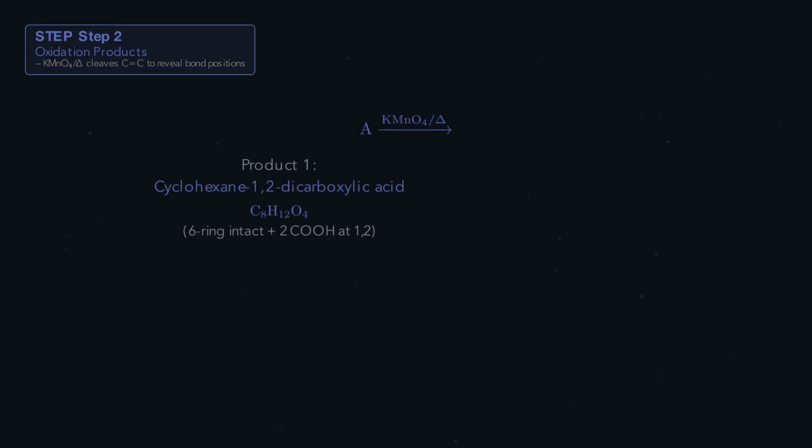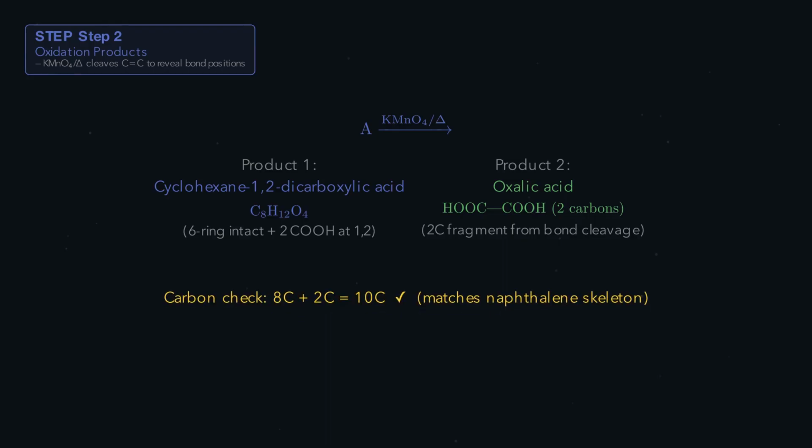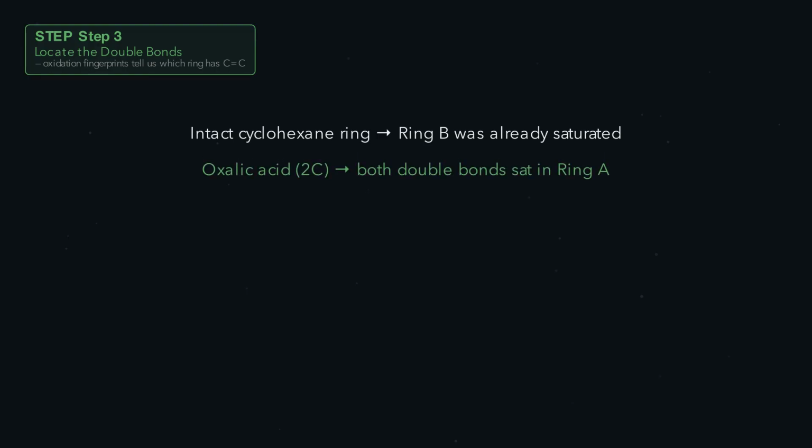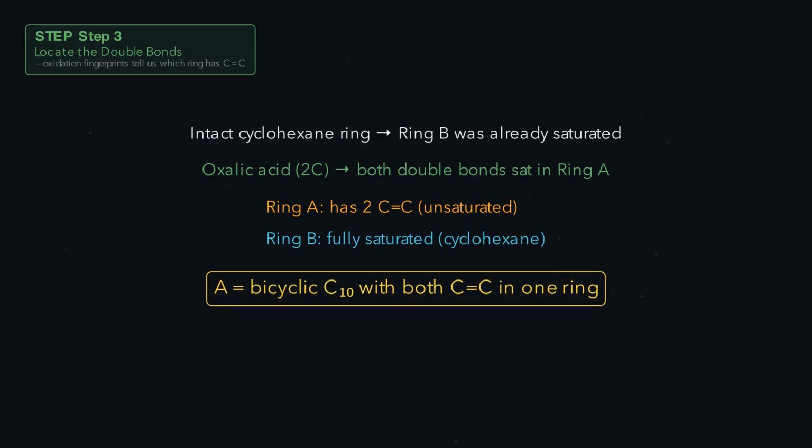Now for the oxidation clue. Potassium permanganate with heat cleaves double bonds, converting each carbon to a carboxylic acid group. The products are cyclohexane dicarboxylic acid and oxalic acid. Here's the key insight. The intact cyclohexane ring tells us one ring was already saturated. The oxalic acid, a 2-carbon fragment, means both double bonds sat in the other ring. This points directly to a structure with 2 double bonds confined to one ring of the naphthalene skeleton.